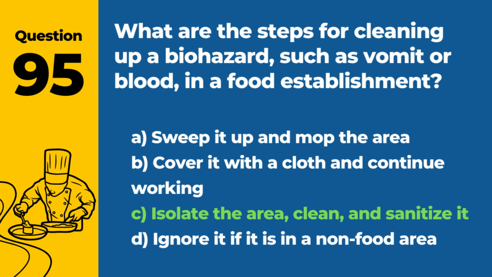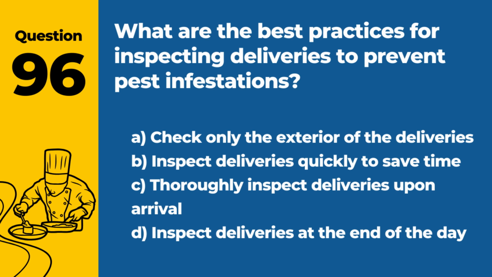prevent contamination. Question 96. What are the best practices for inspecting deliveries to prevent pest infestations? A. Check only the exterior of the deliveries. B. Inspect deliveries quickly to save time. C. Thoroughly inspect deliveries upon arrival. D. Inspect deliveries at the end of the day. Answer: C. Thoroughly inspect deliveries upon arrival. Best practices include thoroughly inspecting deliveries upon arrival for signs of pests to prevent infestations.